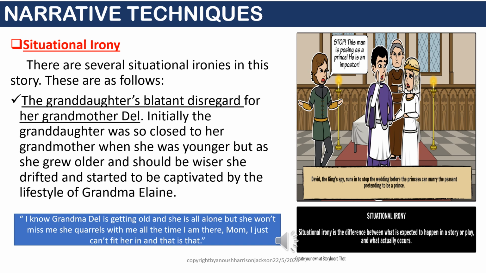These are as follows. One, the granddaughter's blatant disregard for her Grandma Adele. Initially, the granddaughter was so close to her grandmother, Grandma Adele, when she was much younger. But as she grew older and should have been wiser, she drifted and started to be captivated by the lifestyle of Grandma Elaine, right?